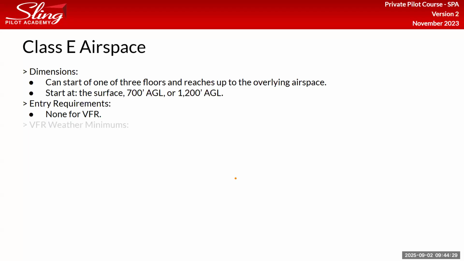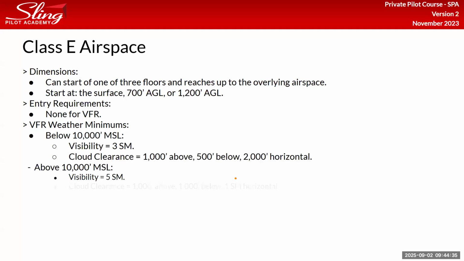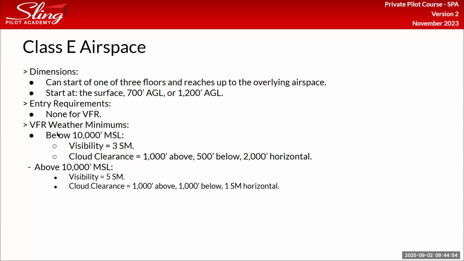No requirements for VFR. Weather minimums are different based on whether you are above or below 10,000 MSL. Below, it's 3 statute miles and 152, and above 10,000 MSL it's 5 statute miles and 111. This is going to be part of the memorizing that you have to do for the weather minimums. The difference between below 10,000 MSL and above is that visibility is different and cloud clearance is different.